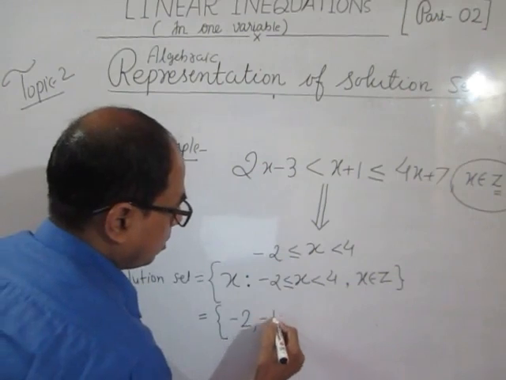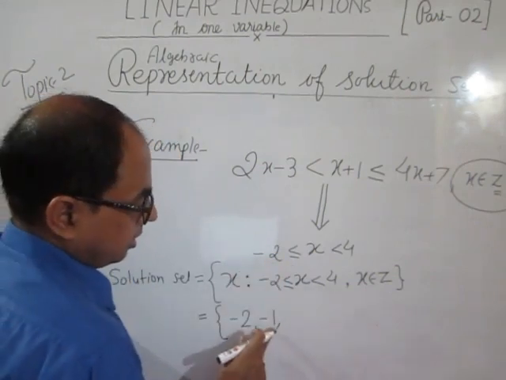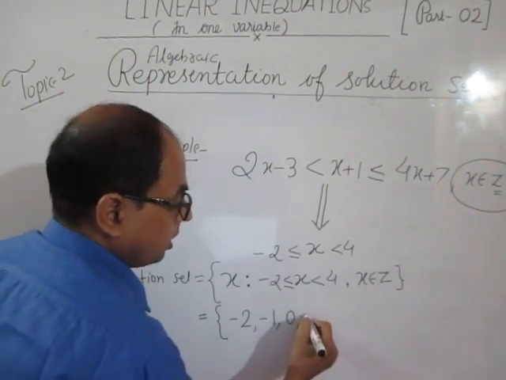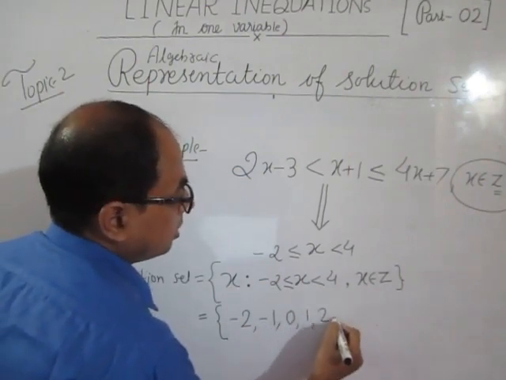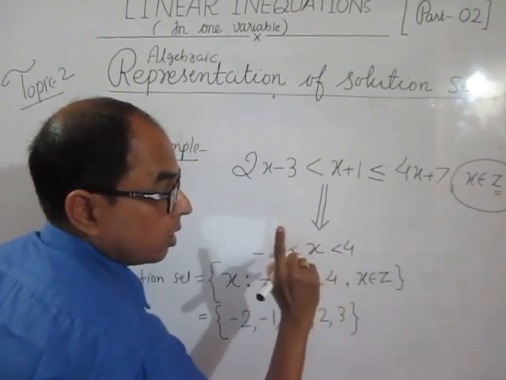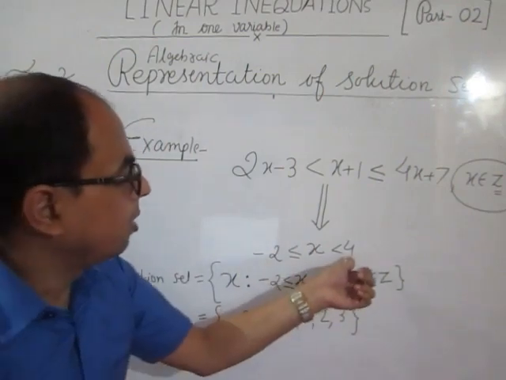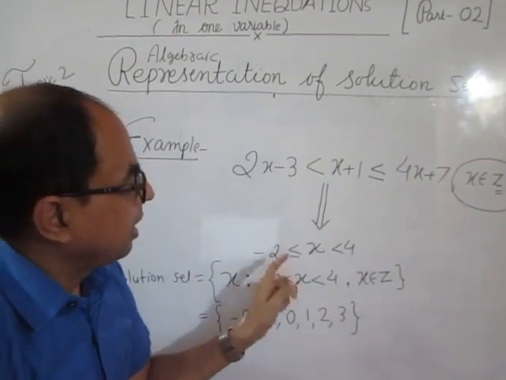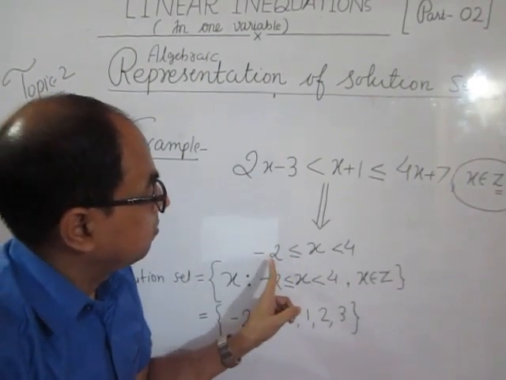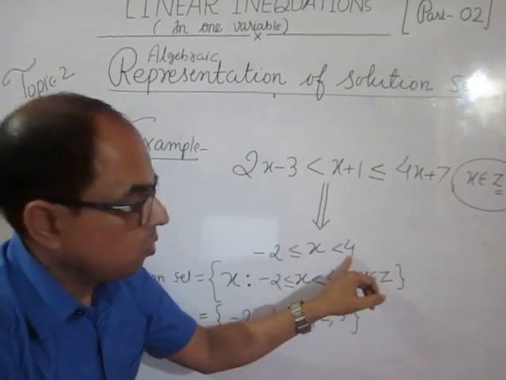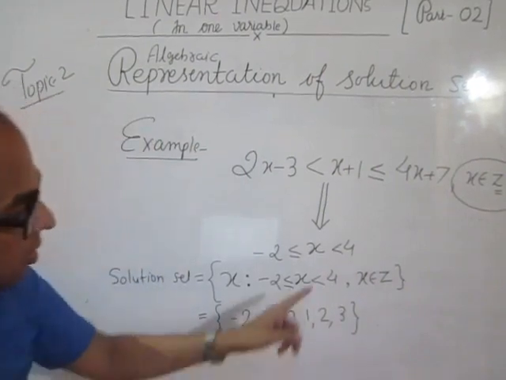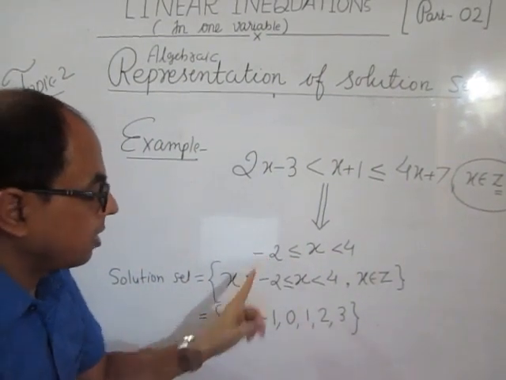Now then minus 1, this integer is greater than minus 2. Then 0 is also an integer, 1 is an integer, 2 is an integer, 3 is an integer. We cannot take 4 because x is less than 4, it is not equal to 4. This is called open point and this is called closed point. If the equality sign is there, then it is called closed point of solution, and this is called open point of solution. If equality is not given, it means this is the open point. So we cannot take 4, but we have to take minus 2.